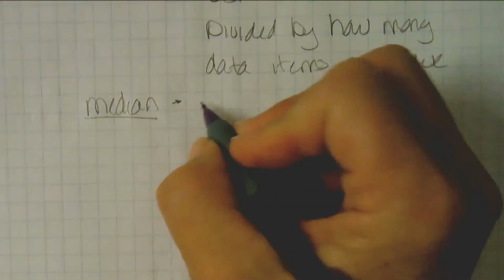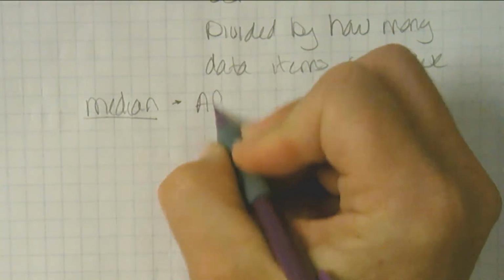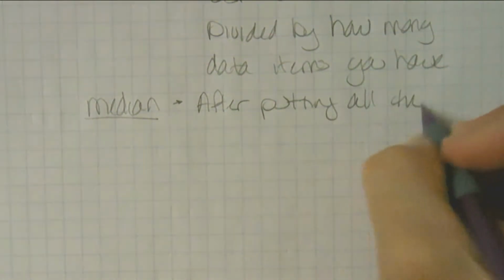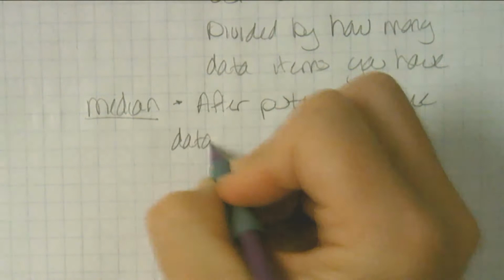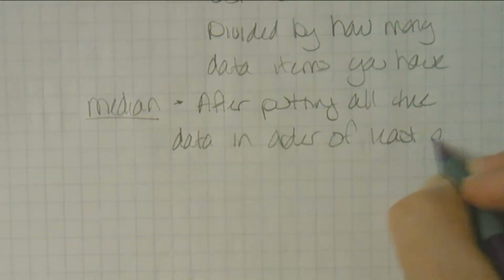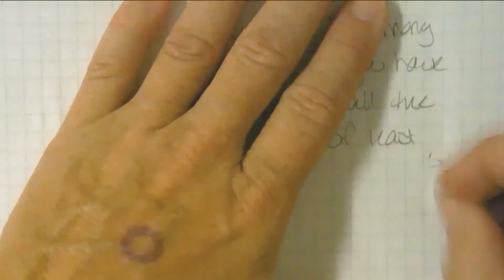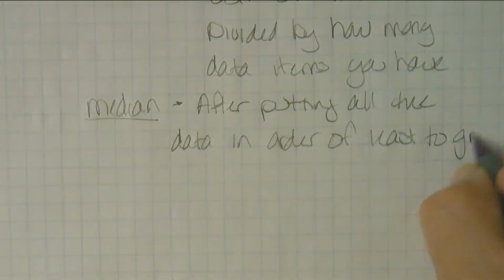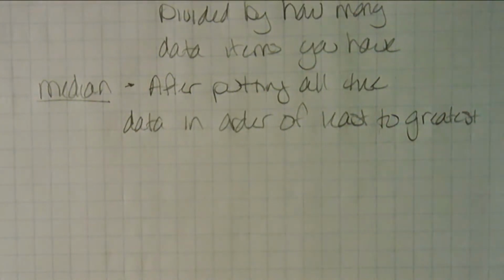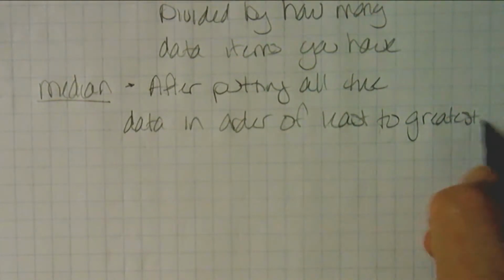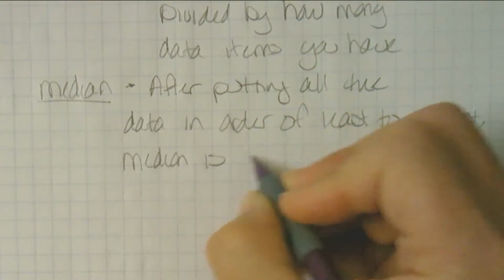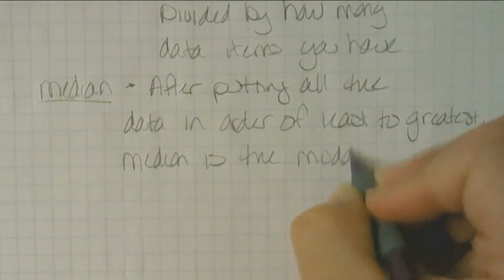Perfect. This is when, after putting all the data in order of least to greatest, you could do greatest to least, but typically we do least to greatest. It's just kind of what we do in math. But greatest to least would work. After putting all the data in order of least to greatest, the median is the middle number.